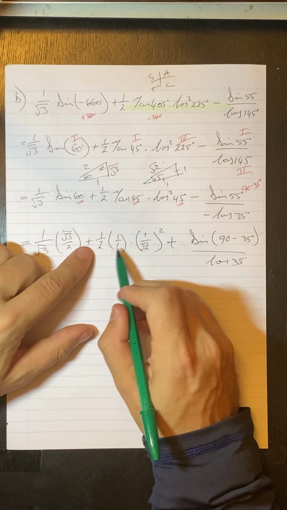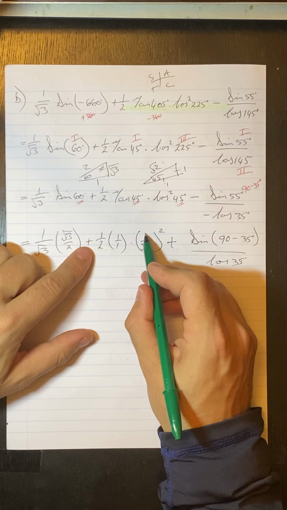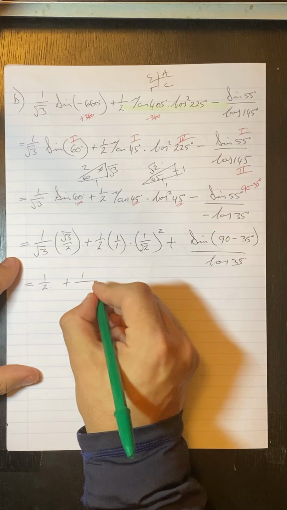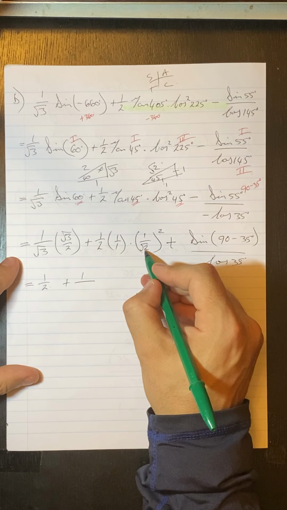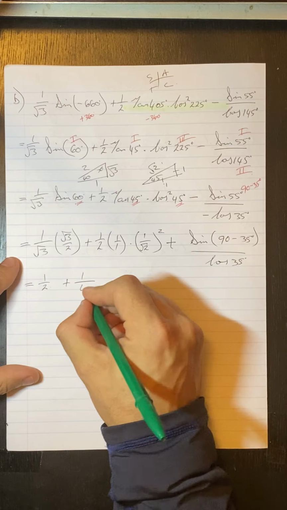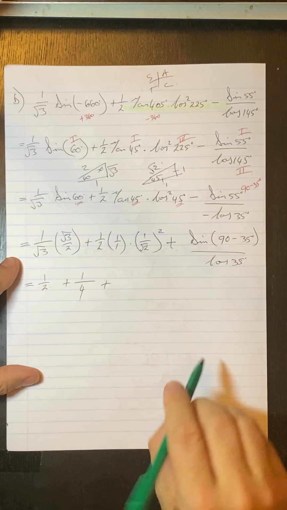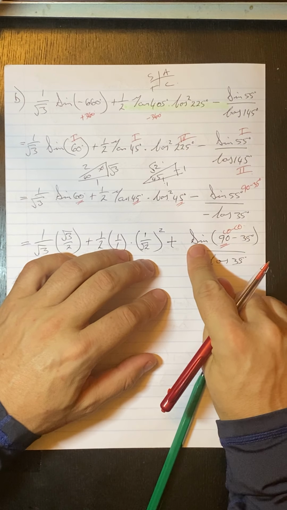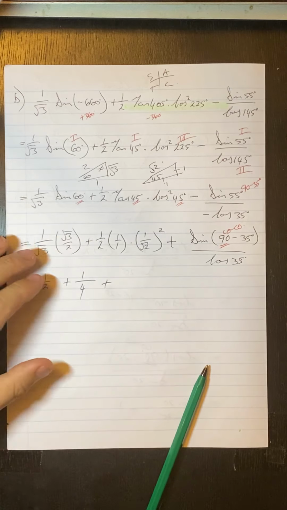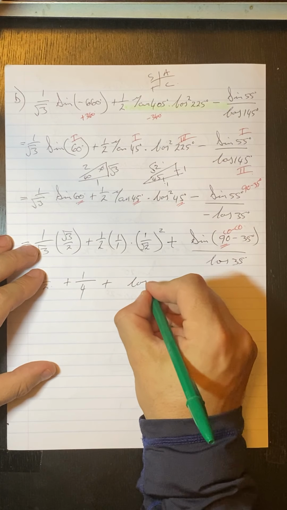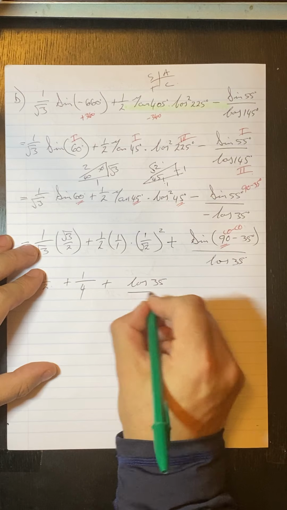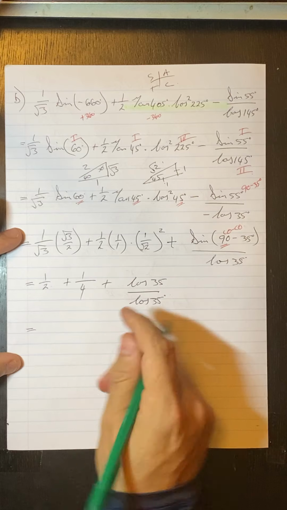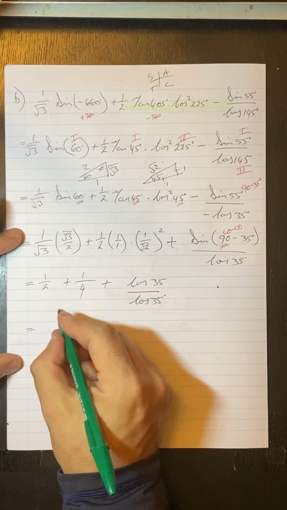Okay, so here we've got 1 squared is 1 times 1 is just 1 over root 2 squared is 2 times 1 is 2 times another 2 is 4 plus, so this is going to be co-function. Sine will change to cos. So we've got here cos 35 over cos 35.